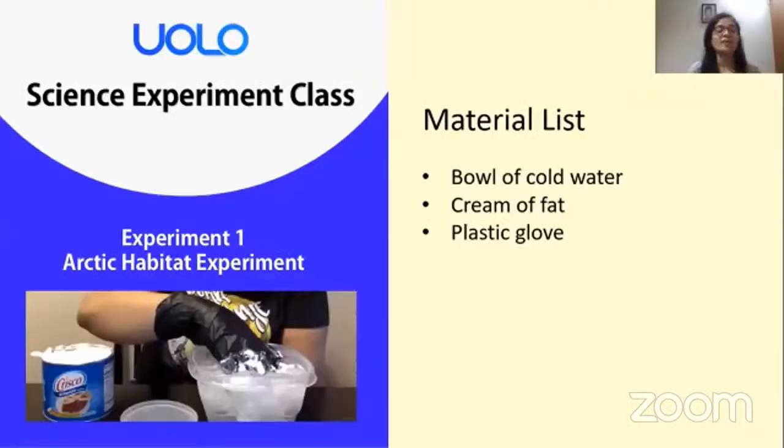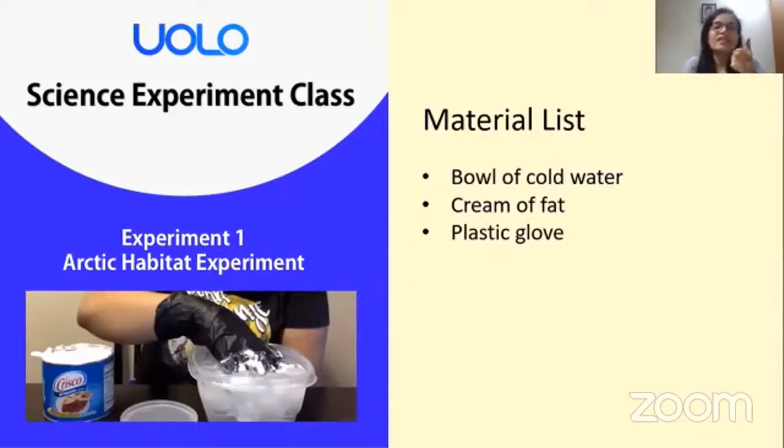So what we are going to be performing today is the Arctic habitat experiment. Let me tell you a little about it. It's going to show how the blubber, that is the fat coat which animals, not only the polar bear but all the animals in the North Pole or extreme cold climate, live in extreme cold like the Arctic area, how do they not feel cold? What is it that protects them? It's the blubber, the thick fat coat. And how is it going to protect them? We are going to learn right now.